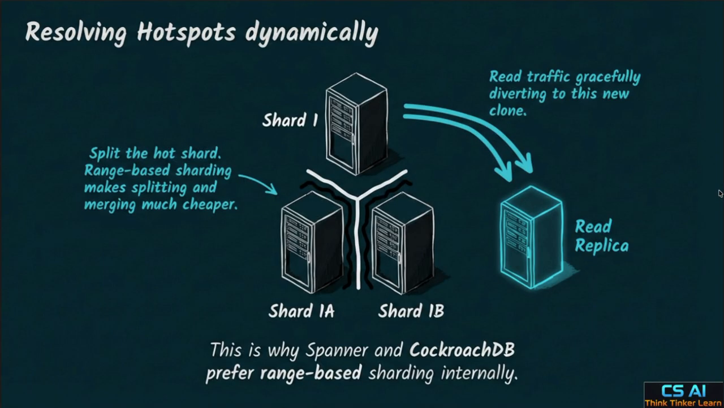Dynamically. Modern databases like Spanner and CockroachDB prefer range-based sharding internally because it allows them to split a hot shard into two smaller chunks on the fly. They can then divert read traffic to new clones, fixing the hotspot without a total system restart.